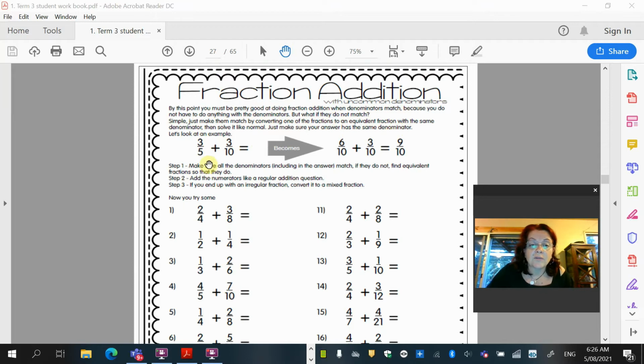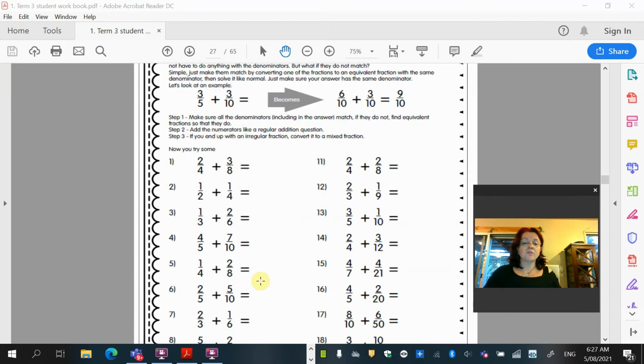So let's look at 3/5 plus 3/10, different denominators, but we notice straight away that 5 goes into 10, so we use 10. How many times does 5 go into 10? Twice. So we've multiplied 5 twice to get it into 10, so we do it to the numerator. 3 times 2 is 6, 6 plus 3 is 9, 9/10. Can't simplify that. Let's do the first couple together.